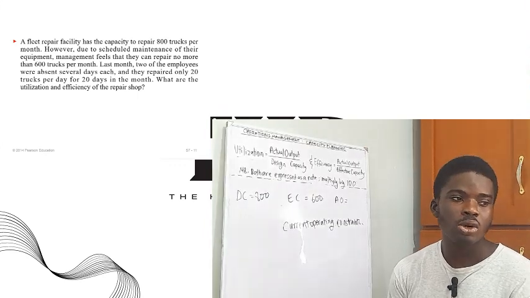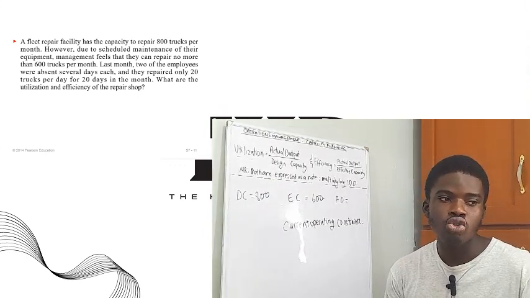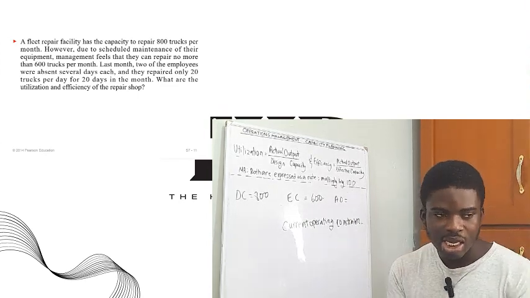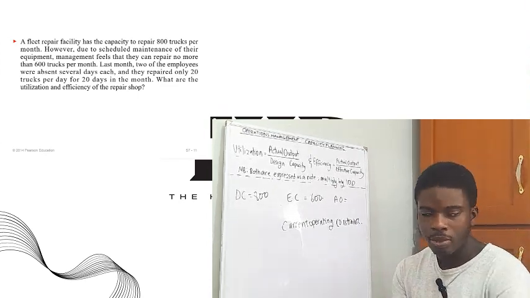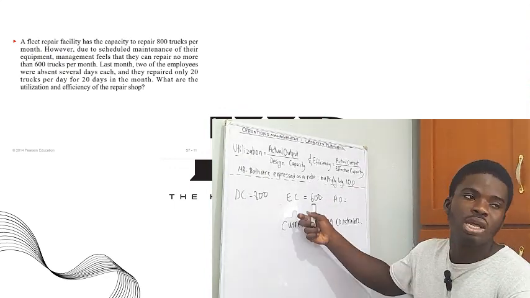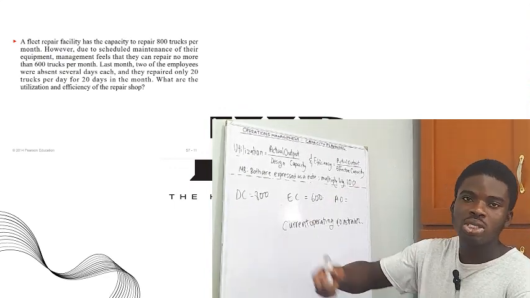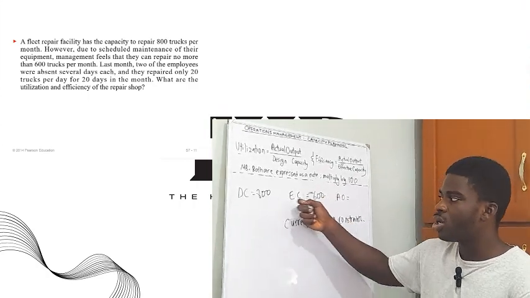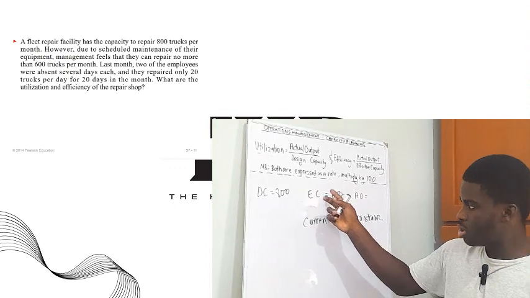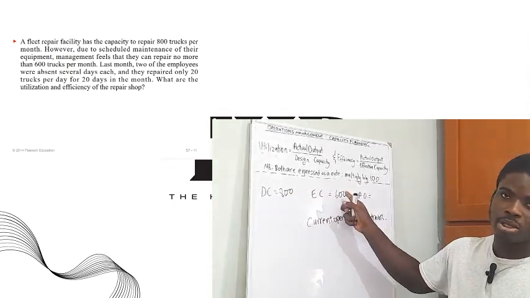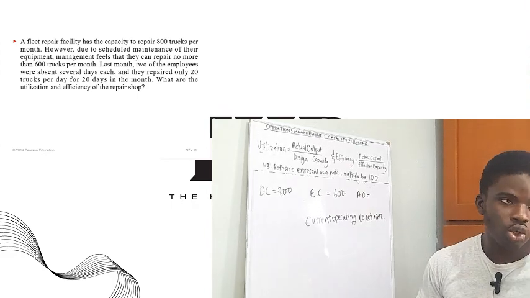Right? So it says that, however, due to scheduled maintenance of the equipment, the maintenance is a constraint that you are currently facing. And that's why the 600 trucks per month is the effective capacity. But also the design capacity, which we spoke about earlier, is 800 to 600. This being greater, the design capacity is greater than the 600. That can also guide you.